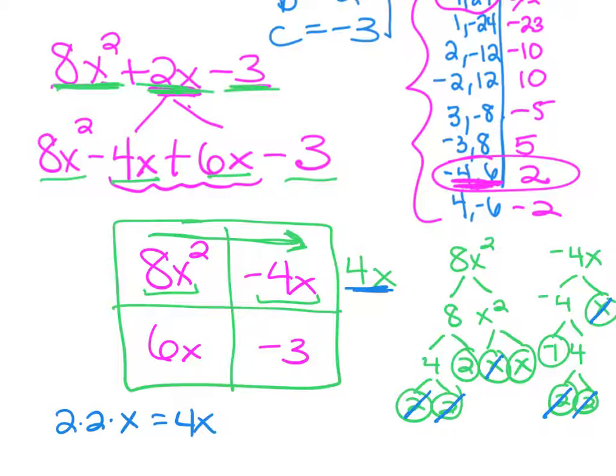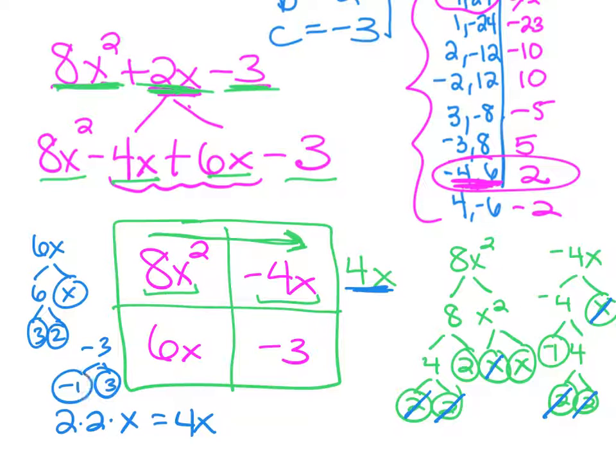Now if we look at 6x minus 3, if I break apart 6x, that's 6 and x, and 3 and 2. And if you look at -3, that breaks up into -1 and 3. What do they have in common? Both trees have a 3 in common. So my common factor is 3. I'll write that in green. My common factor is 3.